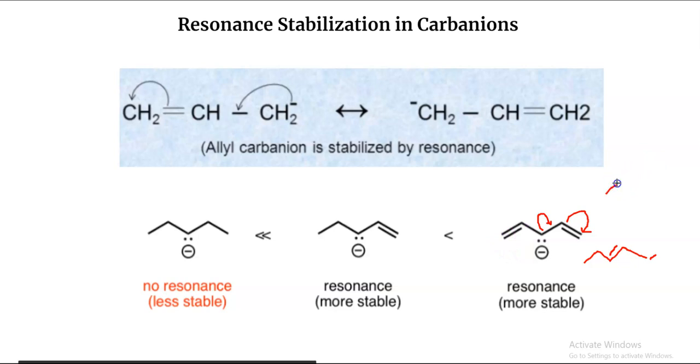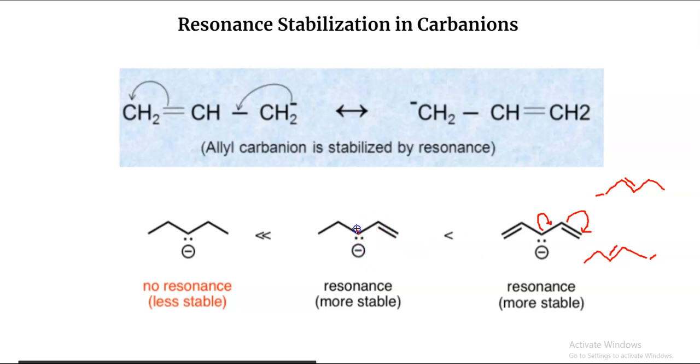As a result, we get the other resonating structure, which would look something like this and this. So these are all resonating structures. This would be the most stable because it has three resonating structures. This would be the second most stable here because this has one more resonating structure.